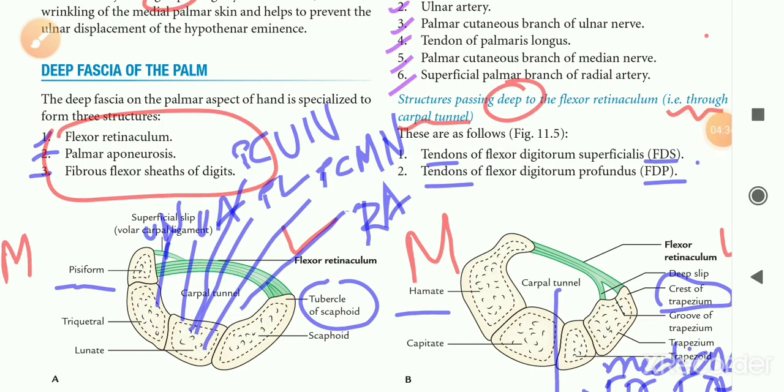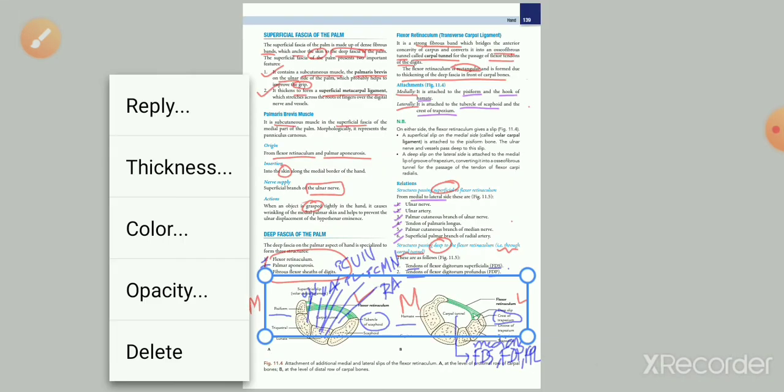We have to know one clinical condition, that is called carpal tunnel syndrome. Carpal tunnel syndrome is a clinical condition where the median nerve is compressed in the carpal tunnel and produces some signs and symptoms. So we already know that within the carpal tunnel the median nerve passes.